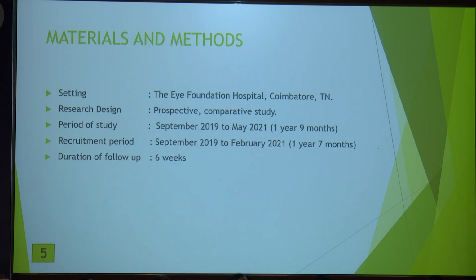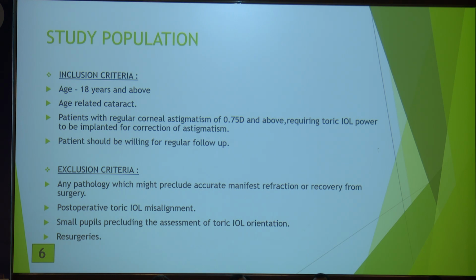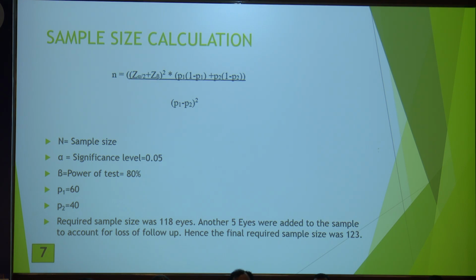The study was conducted at Eye Foundation Hospital, Coimbatore. It was a prospective comparative study done between September 2019 to May 2021, and the duration of follow-up was 6 weeks. The inclusion criteria included patients above 18 years with age-related cataract who had regular corneal astigmatism above 0.75 diopter, willing for regular follow-up. Exclusion criteria: any pathology which might preclude accurate manifest refraction, cases of post-op toric IOL misalignment, small pupils or resurgeries were excluded from the study. The sample size was calculated as 118.